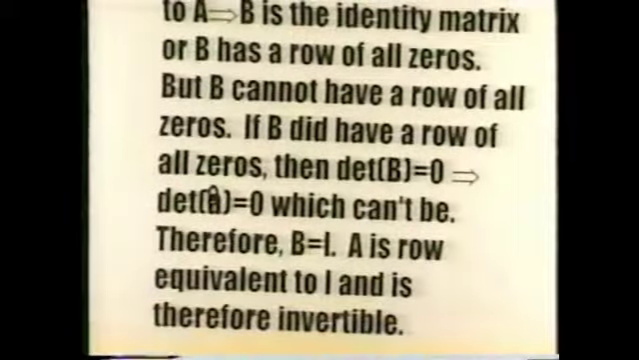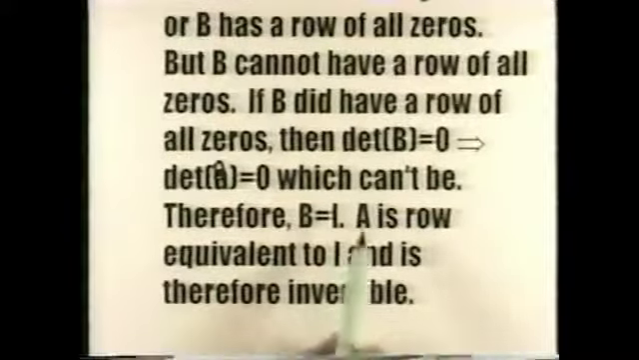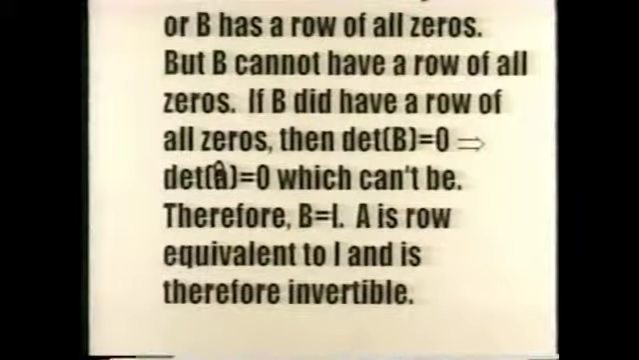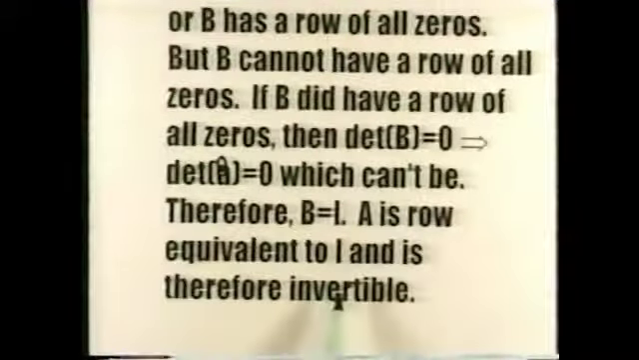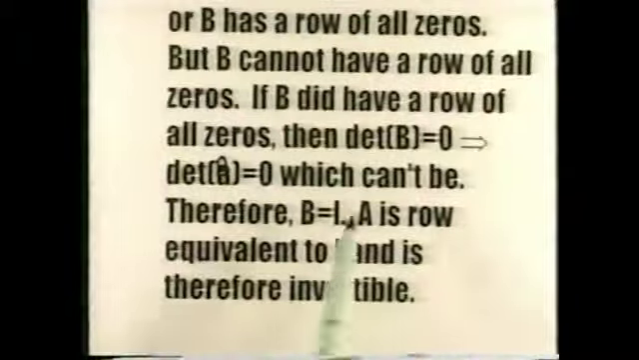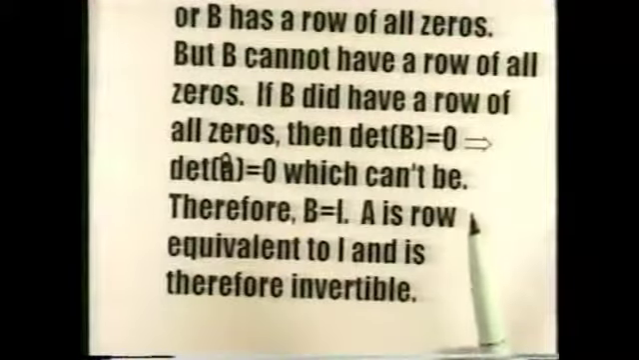So if the determinant of A is not 0, we write it in row echelon form, then B must be the identity, which means that A is row equivalent to I and is therefore invertible. It's one of the properties that I gave you a couple lessons ago of equivalent conditions. So we know that I is invertible. A is row equivalent to I, so therefore A would be invertible.